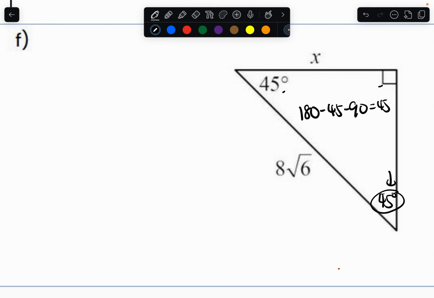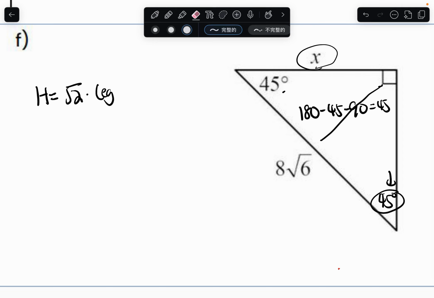Now, once you prove that's a 45, 45, 90 triangle, you can use this to find your missing leg right here. So let me set my formula, which is hypotenuse equal to square root of 2 times my leg. My hypotenuse, I know, is the side that's right across from my right angle, which is going to be a and the square root of 6 is equal to the square root of 2 times my leg, which is what I'm trying to find, so I write x.